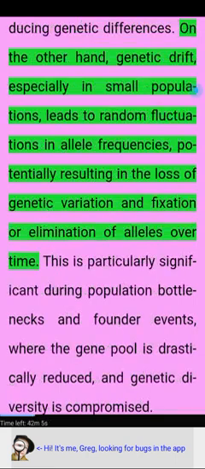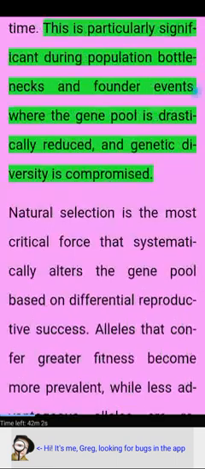On the other hand, genetic drift, especially in small populations, leads to random fluctuations in allele frequencies, potentially resulting in the loss of genetic variation and fixation or elimination of alleles over time. This is particularly significant during population bottlenecks and founder events, where the gene pool is drastically reduced and genetic diversity is compromised.